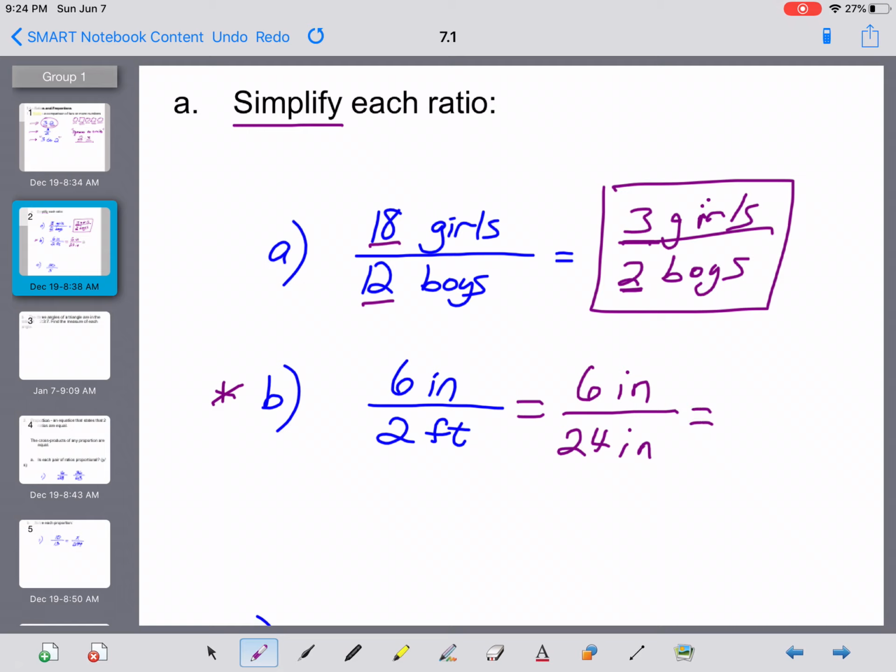So for 6 inches compared to 24 inches, our greatest common factor, again coincidentally, would be 6. So 6 divided by 6 on top is 1. On the bottom, 24 divided by 6 is 4.